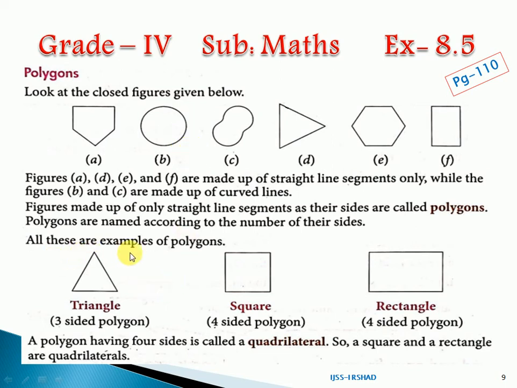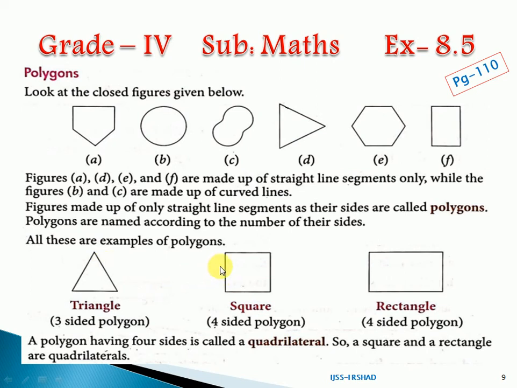Now polygons are named on the basis of their sides. A polygon can be made with minimum 3 sides or more than 3 sides. So you can see here this figure is made up of 3 sides. So this is known as a triangle. A polygon made up of 3 sides is known as a triangle.